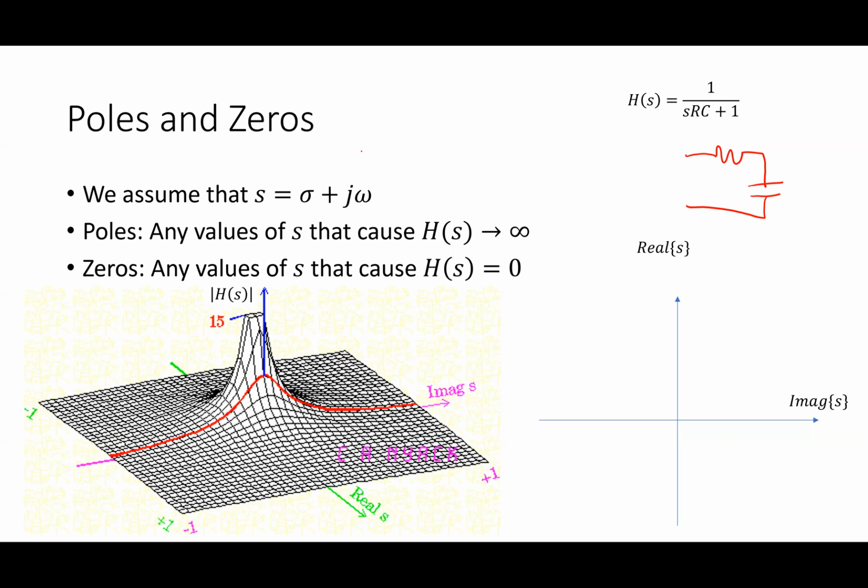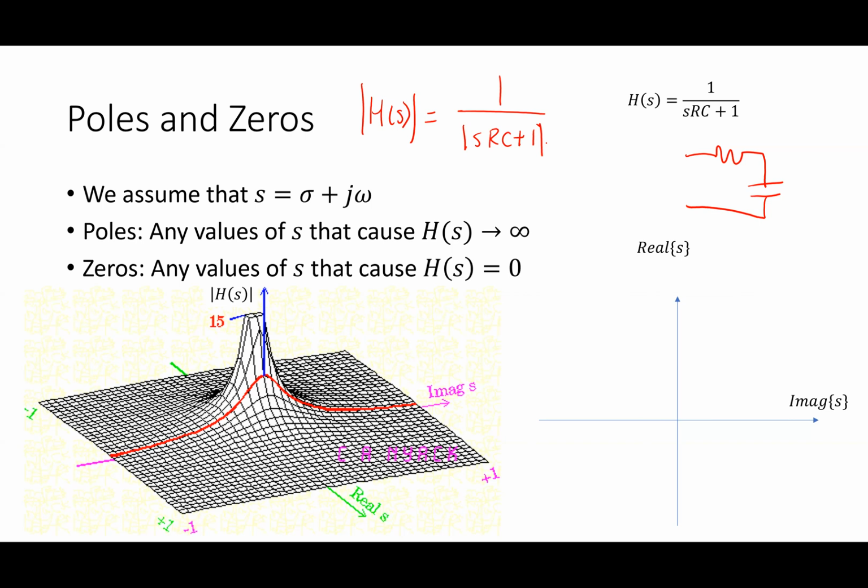If I plotted the magnitude of H of S, then for all the different possible values of S, which is basically anywhere in the complex plane, I would see what this thing looks like.